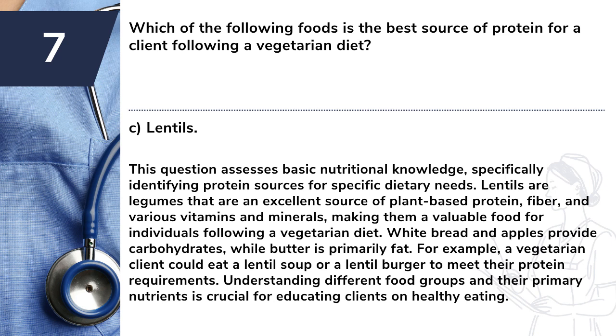Lentils are legumes that are an excellent source of plant-based protein, fiber, and various vitamins and minerals, making them a valuable food for individuals following a vegetarian diet. White bread and apples provide carbohydrates, while butter is primarily fat. For example, a vegetarian client could eat a lentil soup or a lentil burger to meet their protein requirements. Understanding different food groups and their primary nutrients is crucial for educating clients on healthy eating.